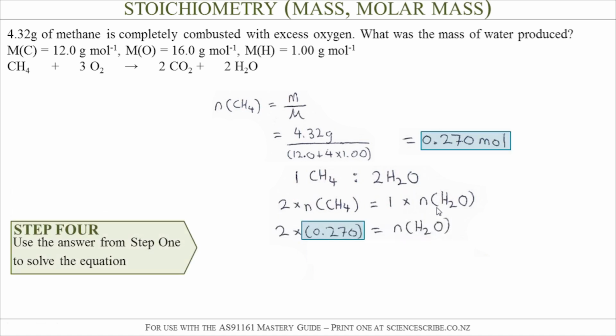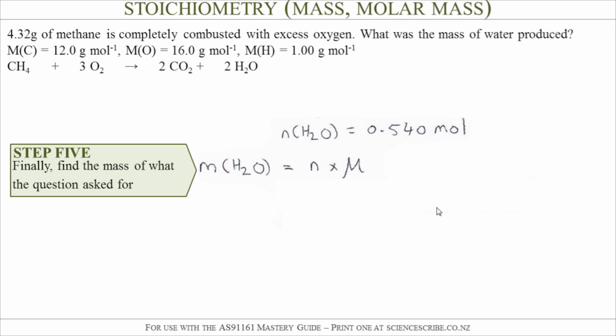Step 4, I'm going to use the answer I calculated in step 1 and substitute it into that equation which I just derived. So I now know how many moles of methane I've got from step 1. I just plug that into the equation we got in step 3 and we solve it on our calculator. Comes out to be 0.540 moles. Remember, we're presenting to 3 significant figures.